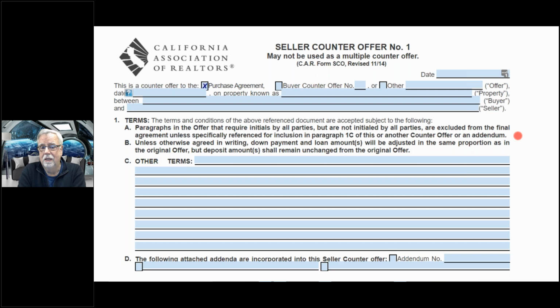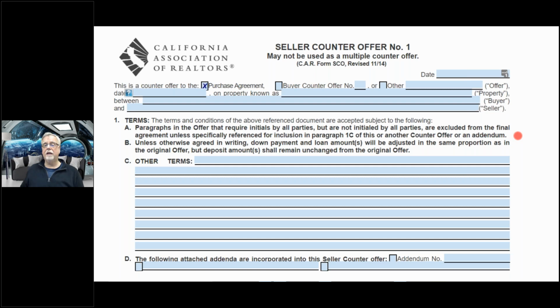Well, other than at the bottom of each page of the residential purchase agreement, where it asks for initials, where else does it ask for initials? And the answer is there's two other places. One of them has to do with liquidated damages and the other one has to do with arbitration.